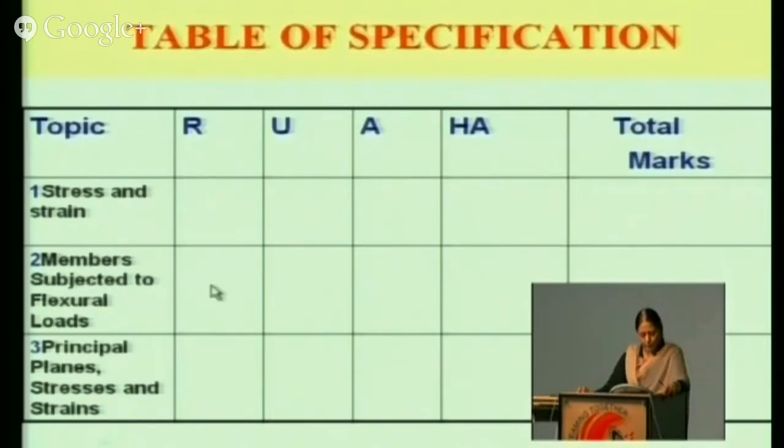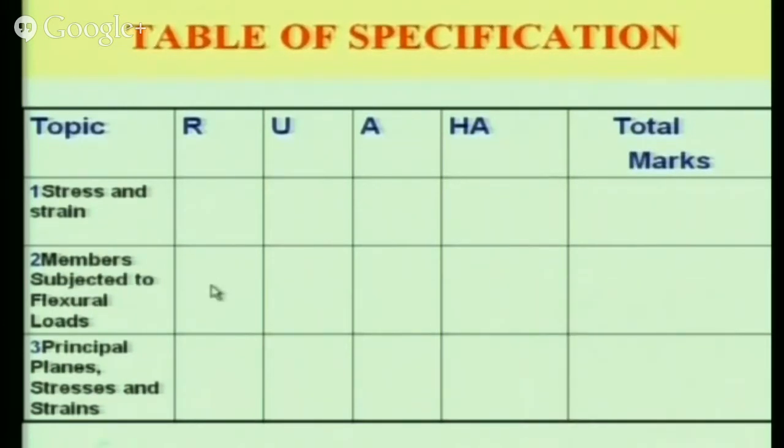But when it comes to the second topic where it has application, or the third topic where we are dealing with application, then maybe the 18 marks which we had calculated are split like this: I only gave 4 marks for remembering, maybe another 4 marks for understanding, so 8, and the 10 marks go to application.